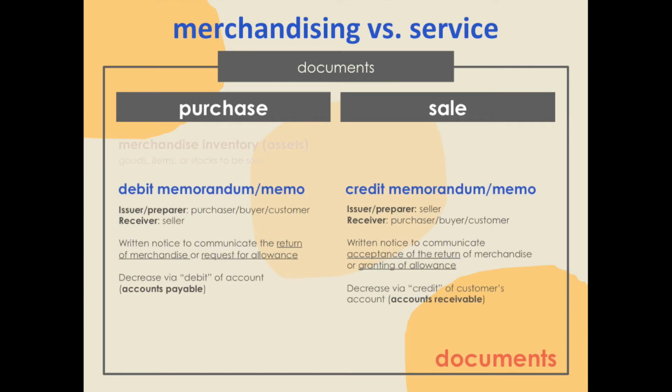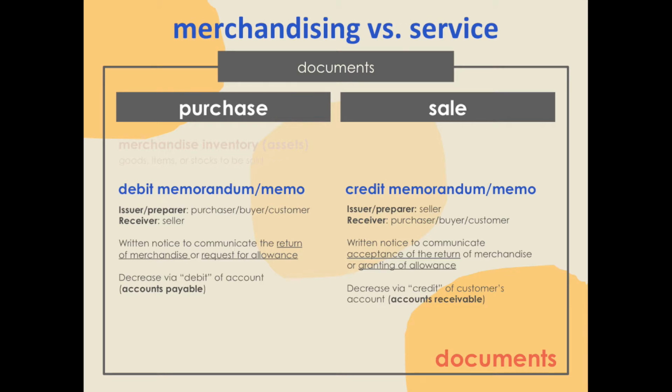Now, when journalizing merchandising transactions, two documents we often encounter are the debit memo or the debit memorandum and the credit memo or the credit memorandum. Both of these documents indicate the same thing, that there is a reduction in the account balance because of a return of merchandise or the granting of an allowance. One of the differences lies with the preparer.